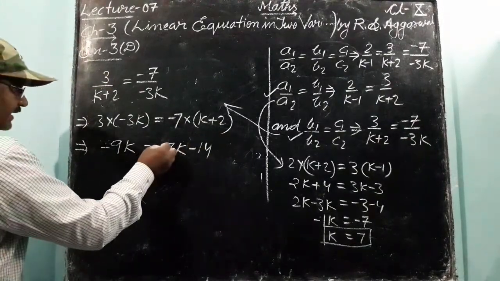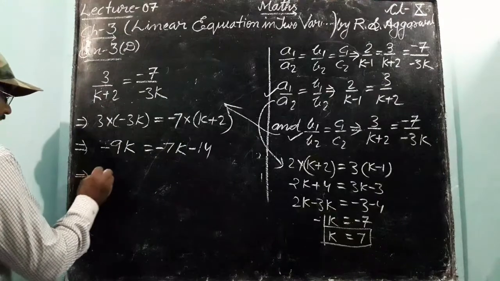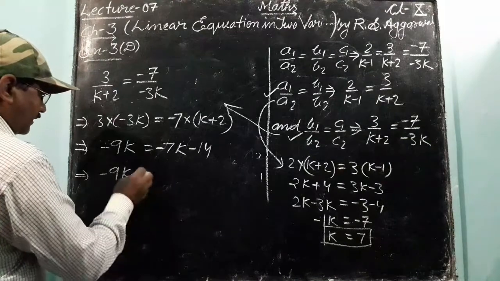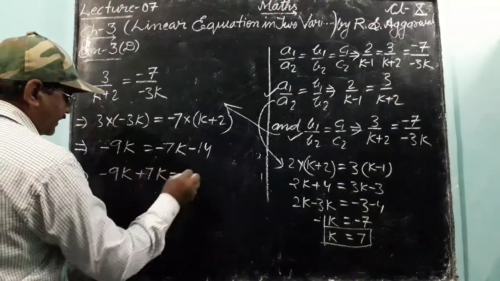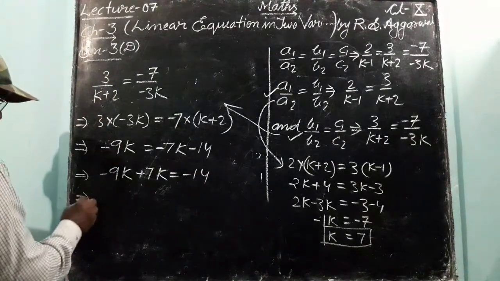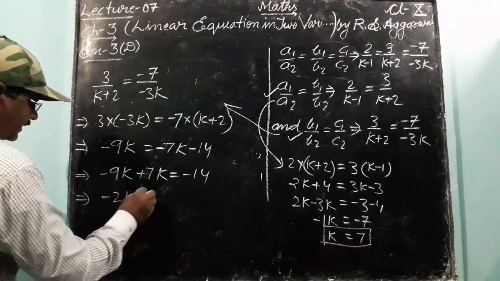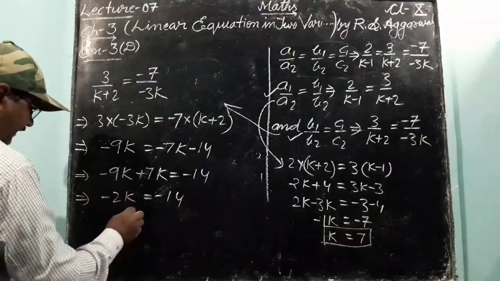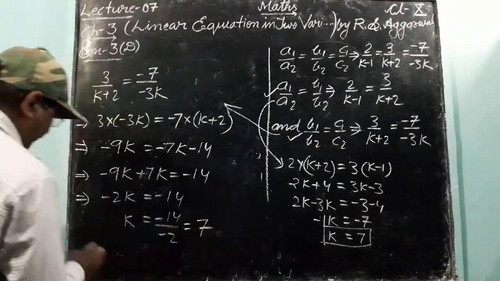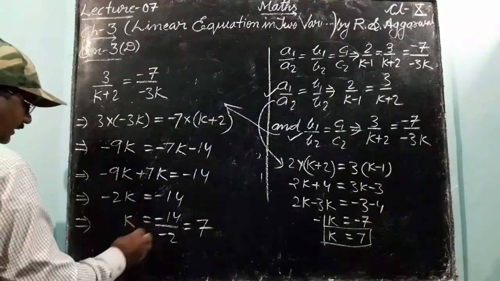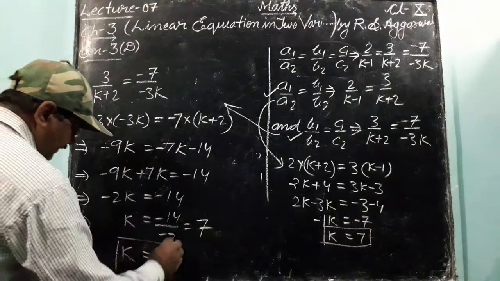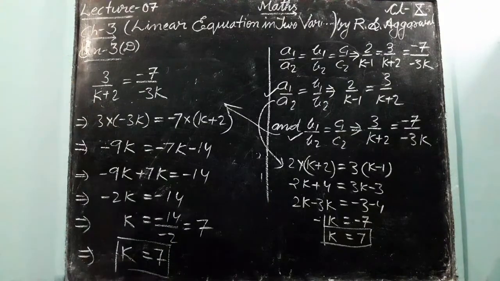Transpose minus 7k to the right side, then it will be minus 9k plus 7k is equal to minus 14, and finally you will get minus 2k is equal to minus 14. Therefore k is equal to minus 14 divided by minus 2 is equal to plus 7. Clear students? So in this way you will find k is equal to 7. So that will be the answer. Clear students?